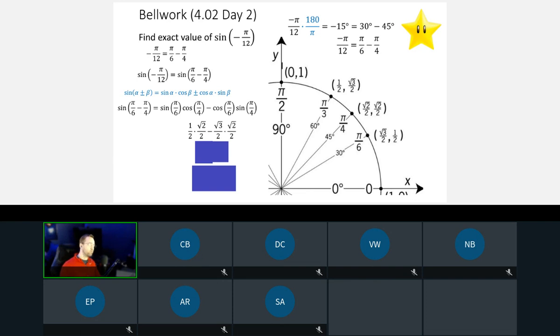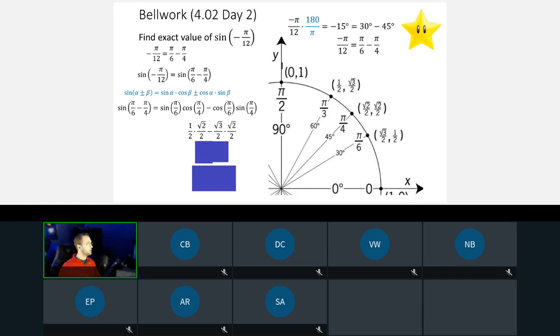None of this stuff we will be typing in. The only thing you use your calculator for in this problem would be, my mouse is so laggy today, maybe this part right here when converting from radians to degrees, so we can see this number to find the degrees that are on the unit circle. But that's really the only time we're going to use the calculator.